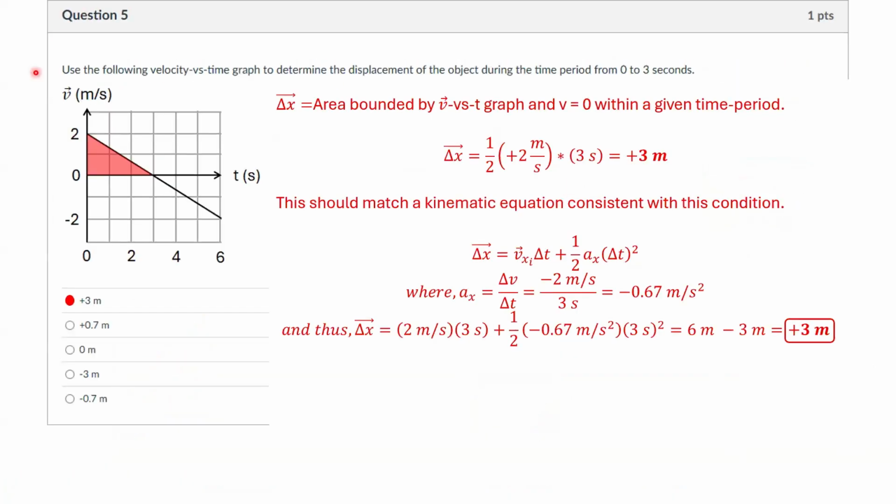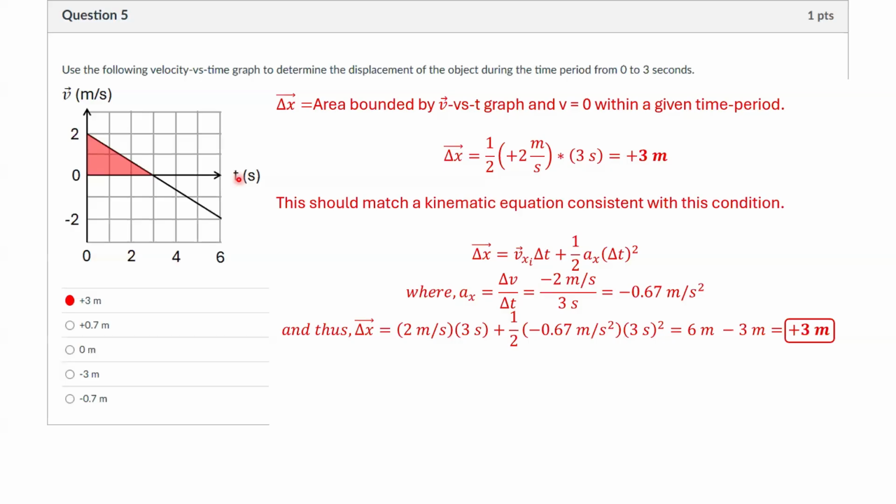Question 5. You have a velocity versus time graph, and you're asked to use it to determine the displacement within a certain time period. There are several PAL questions like this. There was a quiz 2 question similar to this. There are two ways you can do this.